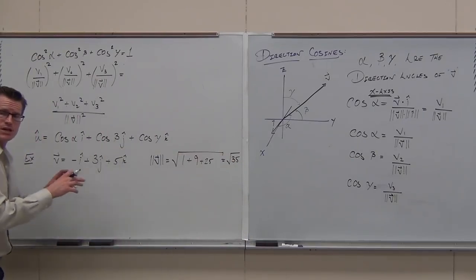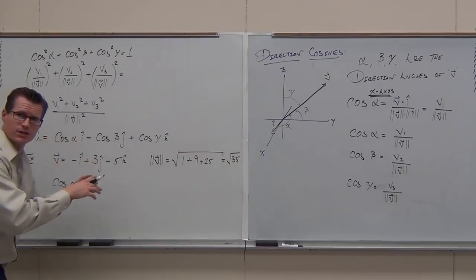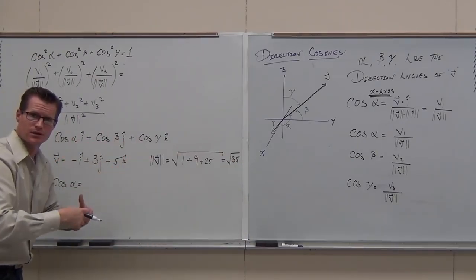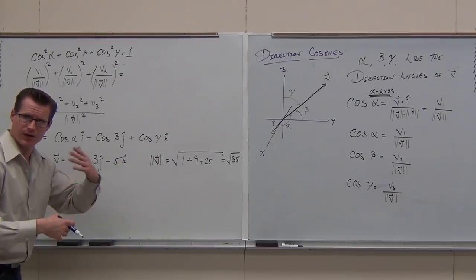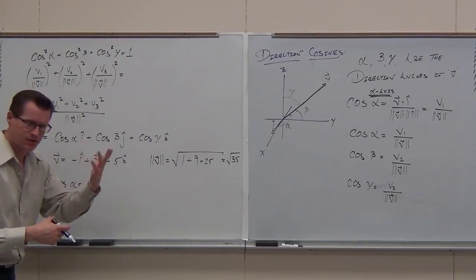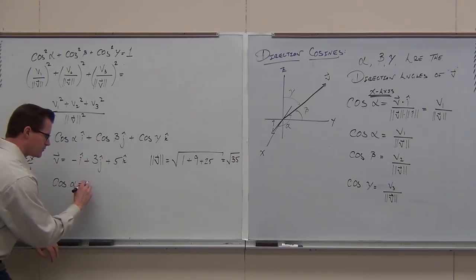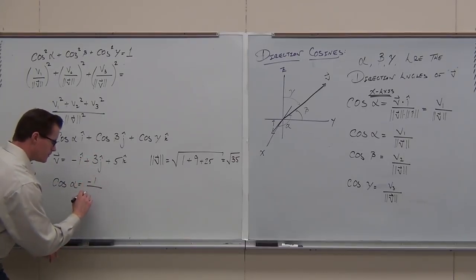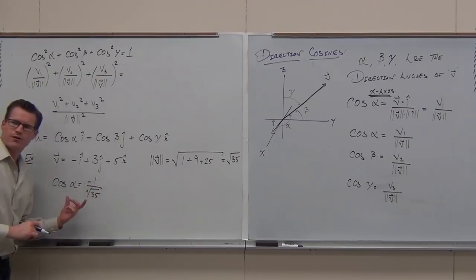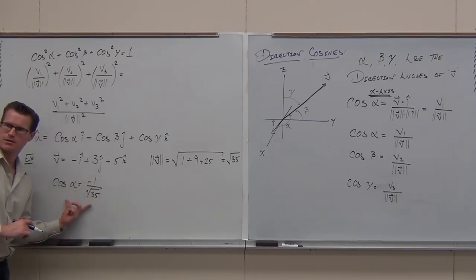Cosine alpha. You tell me the component that I need for cosine alpha. Is it x? Is it y? Is it z? It's really convenient, right? Because alpha has to do with the x axis. It's the x component. So tell me specifically what I have over? Could you find alpha from this? How would you find alpha from that?